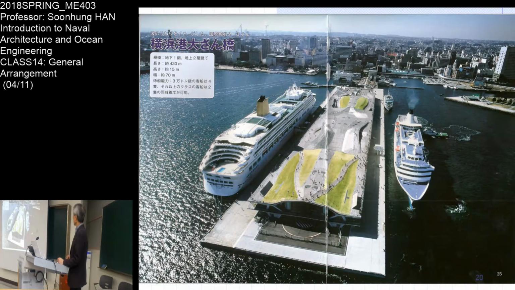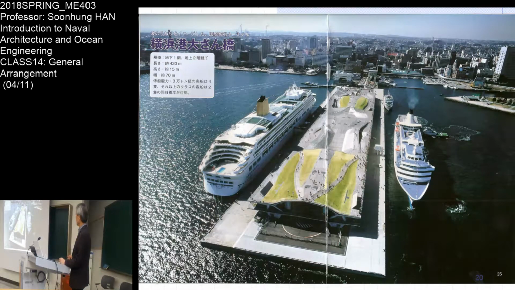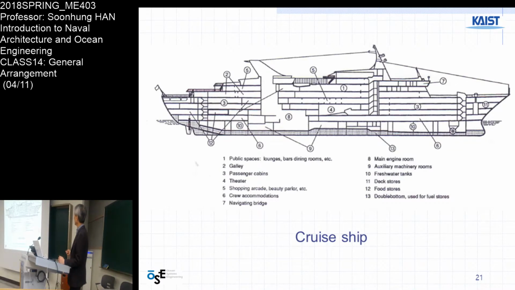This is a typical cruise ship in Japan. You need a terminal like this one. Many times it is a floating type. The terminal itself is floating. The land size here, especially in the Tokyo area, the land cost is very high, so they prefer to have a floating terminal like this. And as you see, the submerged part is very small compared to the above part.